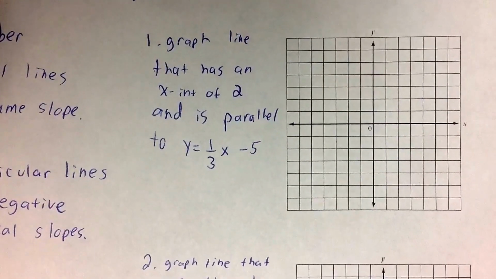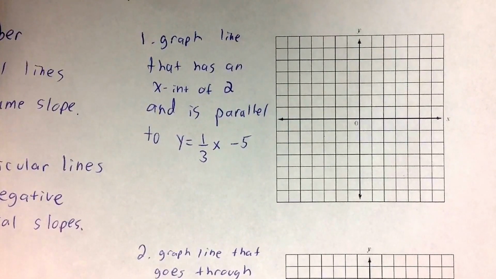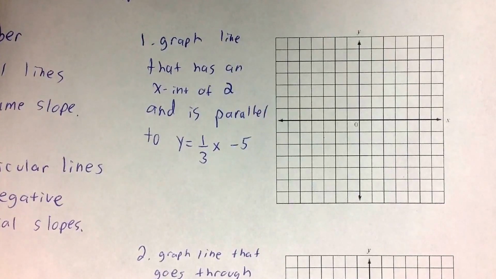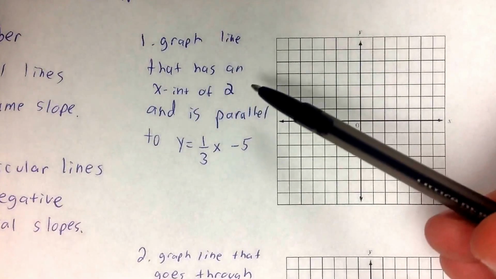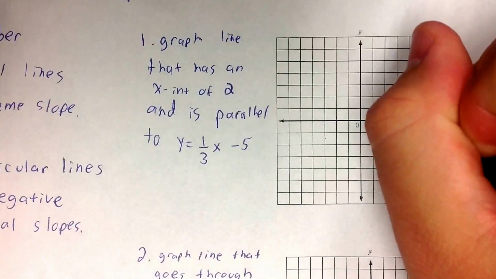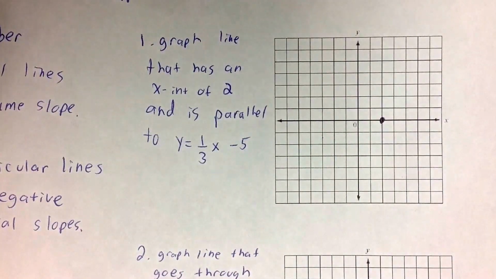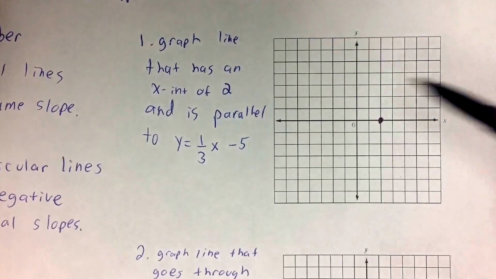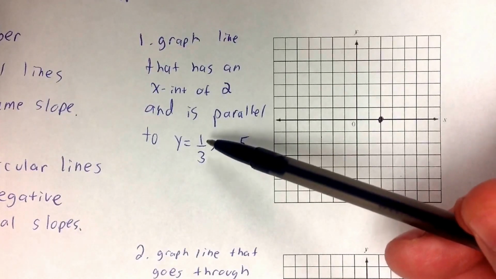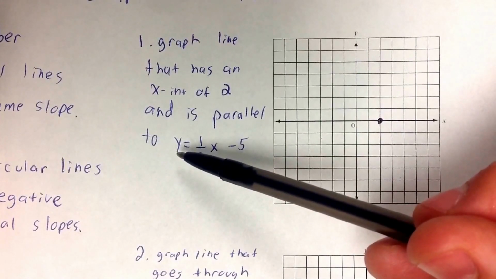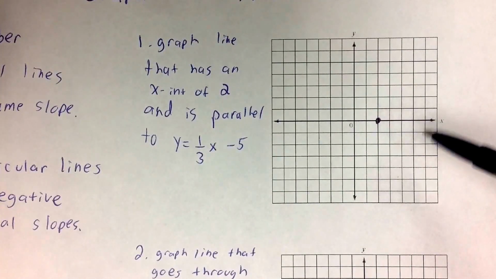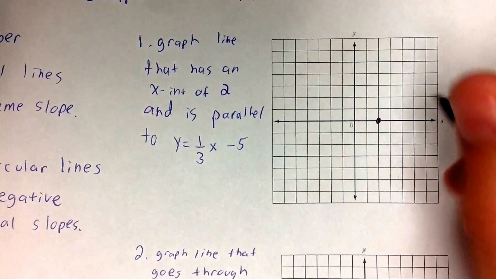So the first example says graph a line that has an x-intercept of 2 and is parallel to the line y equals 1/3 x minus 5. So if we look at our information, it tells us it has an x-intercept of 2. So I'm going to go on the x-axis and put a dot on the 2. And if it's parallel to this equation, it has to have the same slope. So the slope of this, since it's in slope-intercept form, is 1/3. So if it's parallel, then mine's going to have the same slope. So I'm going to go up 1/3.